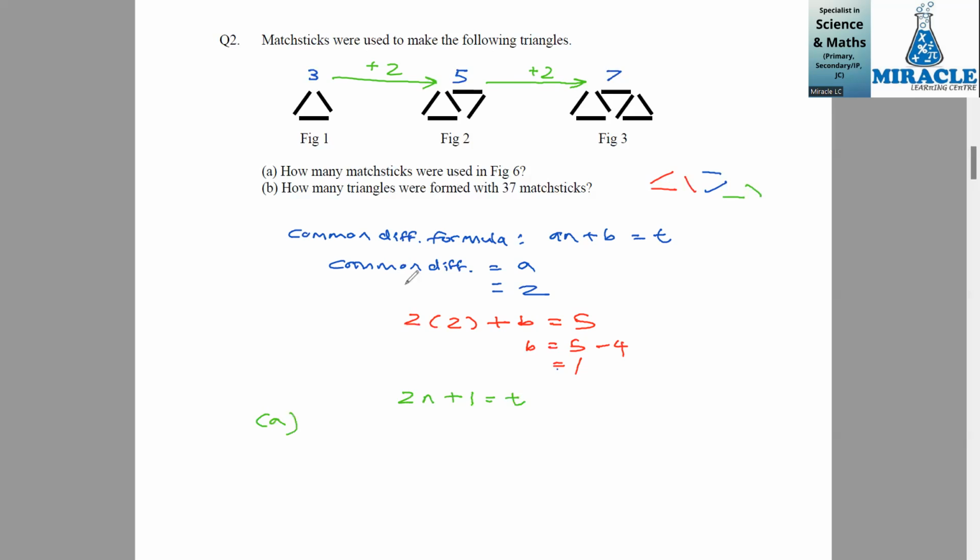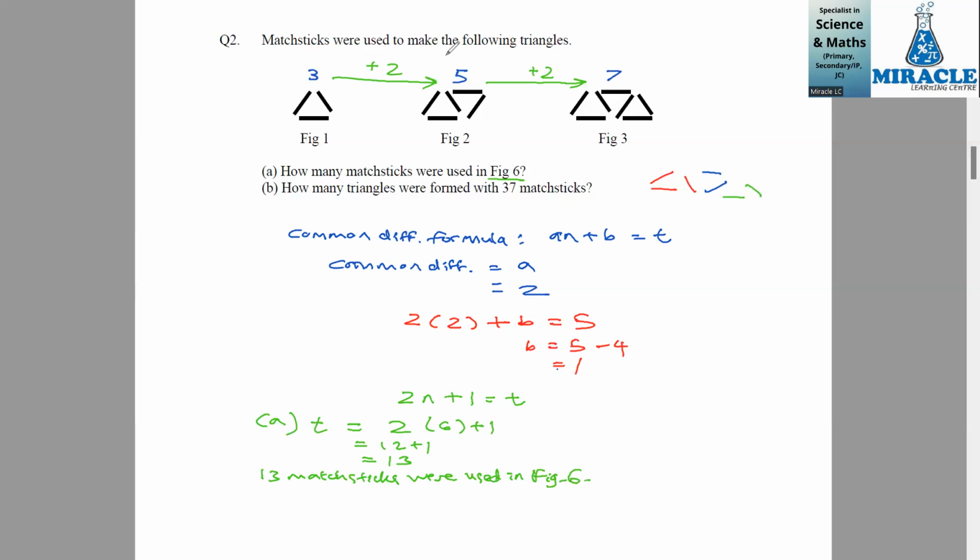So question A, how many matchsticks were used in figure 6? We find t. Since it's figure 6, n equals 6, so 2 times 6 plus 1. So 12 plus 1 equals 13. So 13 matchsticks were used in figure 6.